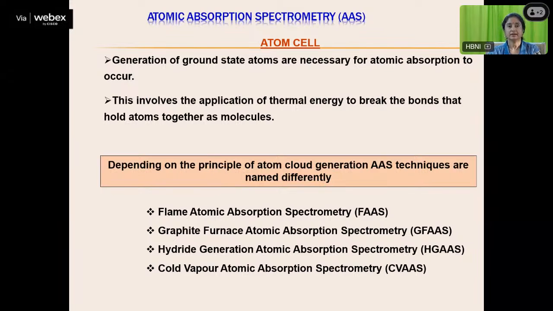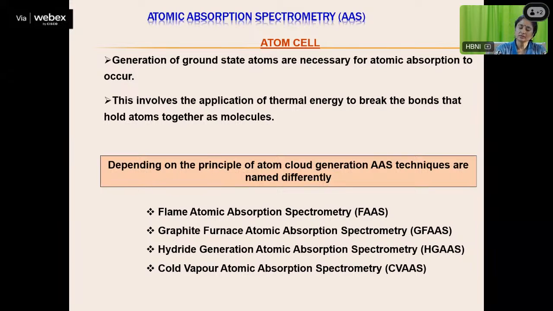Now, as I have told you, in atomic absorption spectrometry one fundamental thing you need to do is generate the atoms. Normally, when you are dealing with a sample in solution form, your analyte will not be in atom form. Say sodium chloride, if you dissolve it in water, what will happen? Sodium plus solvated and Cl minus solvated. So they are in plus or minus form, not in atom form, but we require atoms for atomic absorption to happen.